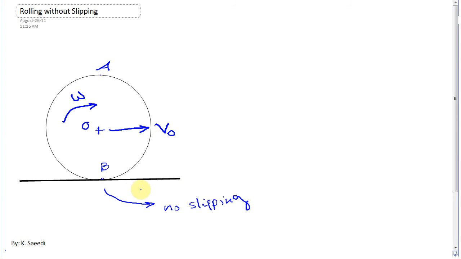So I'm going to find the relation between the velocity VO, the velocity of the center, and the angular velocity of the object, which is omega. Also I'm going to find the velocity of point B at the bottom and point A at the top, and then later you can find the velocity of any arbitrary point on the disk.